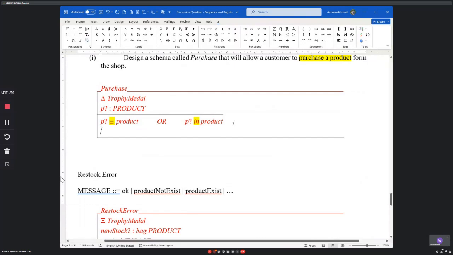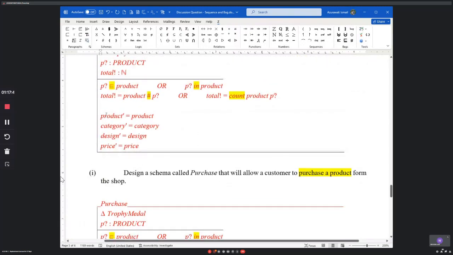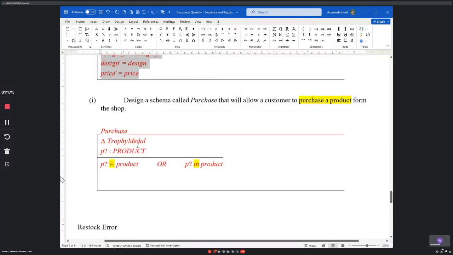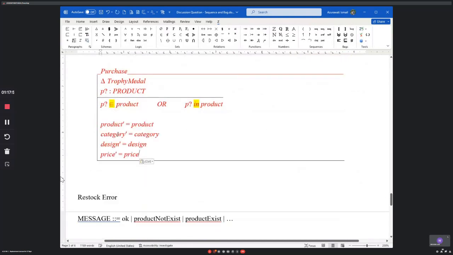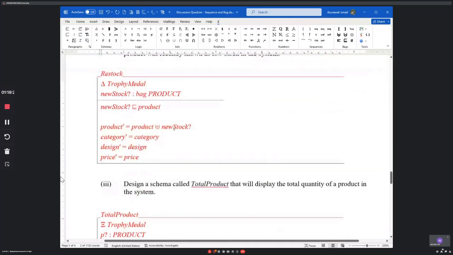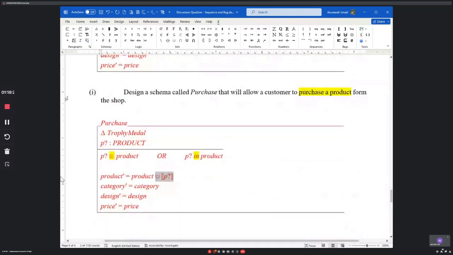If you want to remove the product, let me copy the whole thing first. Same thing. Here, this is where you need to do the angle bracket. So for remove, you use the bag difference or bag subtraction. Because it is only one single product, you need to use this, P question mark, like that. Compared to restock just now, where you have a bulk quantity, you have to use this one.